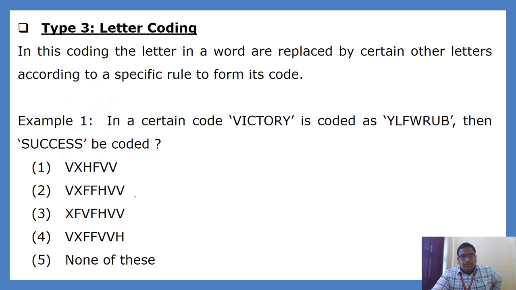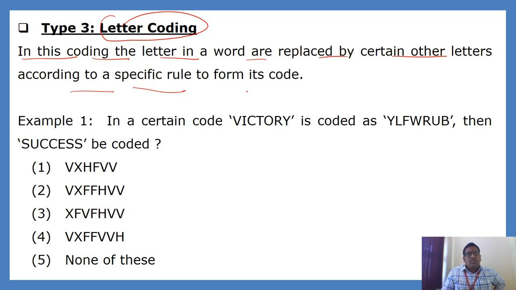Clear? Okay. So the third type of coding under the coding decoding concept is letter coding, and it is one of the most important because most of the exams prefer these kinds of questions. Now let us go with one sample example. It is written that in this coding, the letters in the word are replaced by certain other letters according to a specific rule to form its code. Let us see an example to understand further. In a certain language, victory is coded as YLFWRUB, then success will be coded as dash.